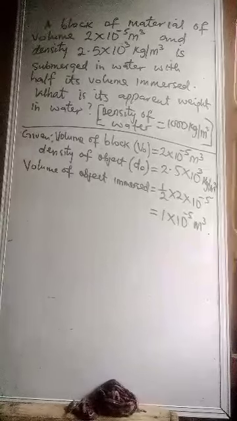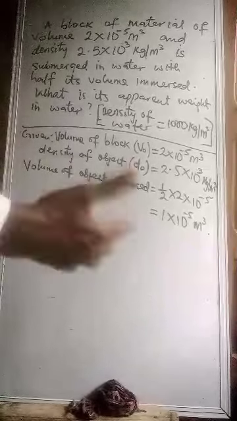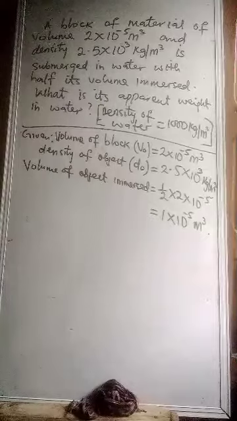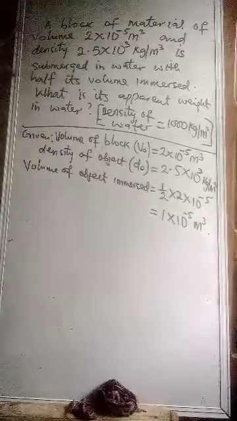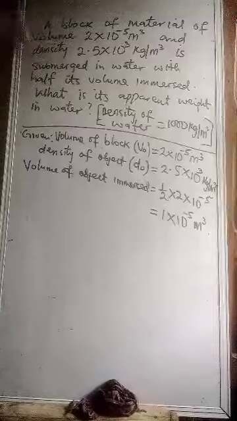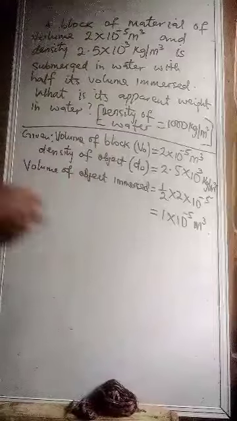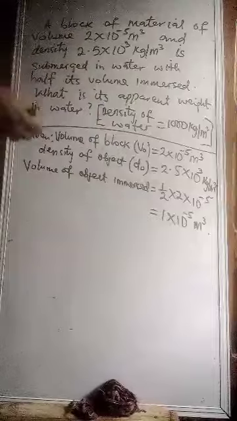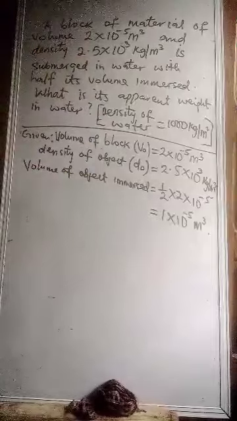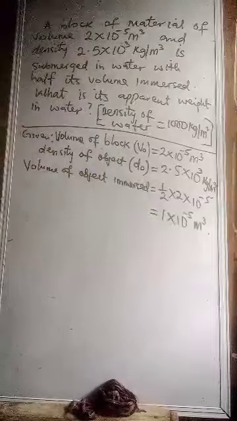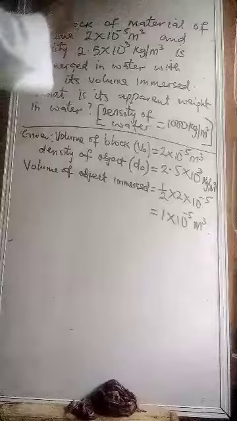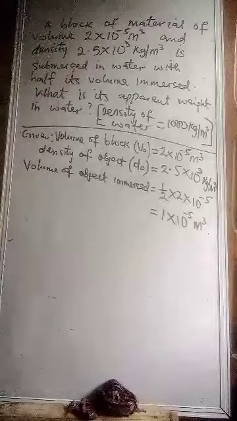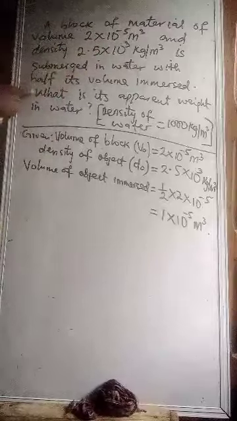Here is another question on Archimedes' principle. It's an interesting question anyway. According to this question, we have a block whose volume is 2 times 10 to the power minus 5 meter cube, and its density is 2.5 times 10 to the power 3 kilogram per meter cube. Now, this block is submerged, that means immersed in water, but with half its volume.